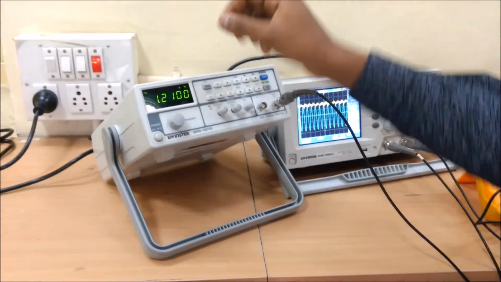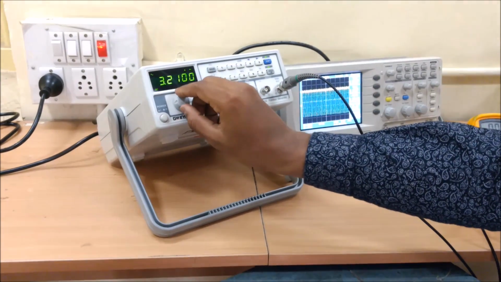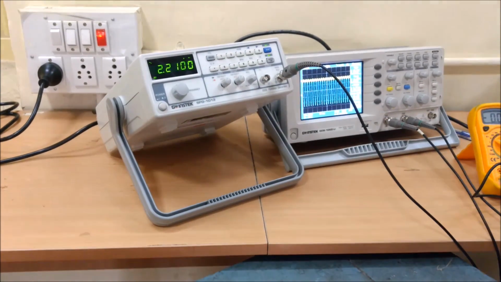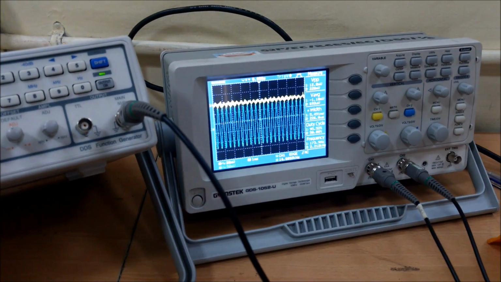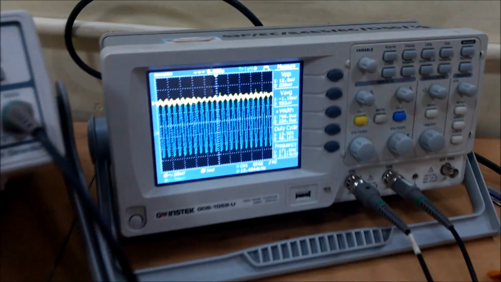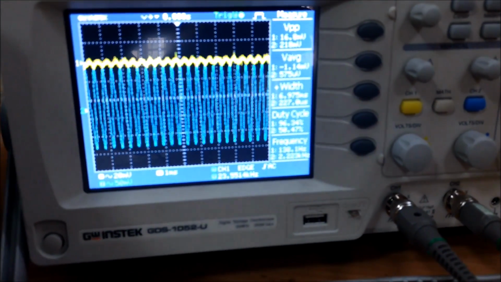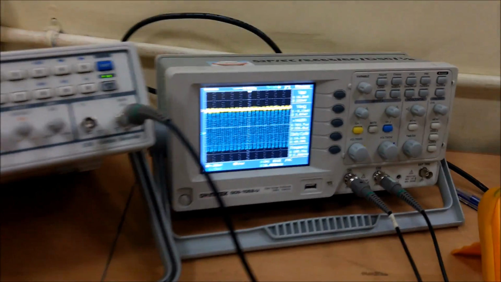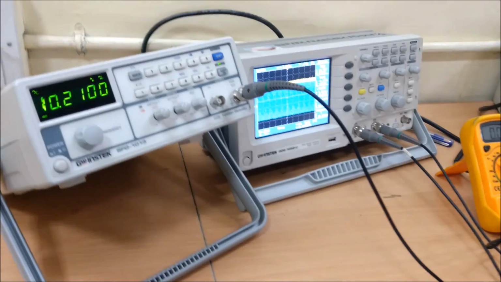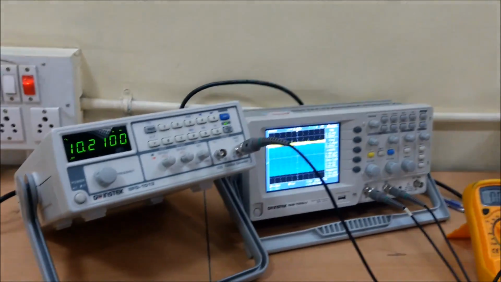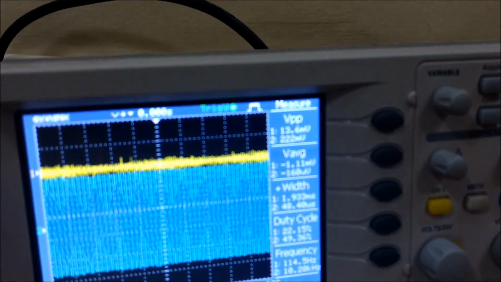At 2 kilohertz we are getting almost 220 millivolts at 50 millivolts per division. Okay, and then it increases to 10 kilohertz. You can see that it's 220 millivolts at 10 kilohertz, at 50 millivolts per division.